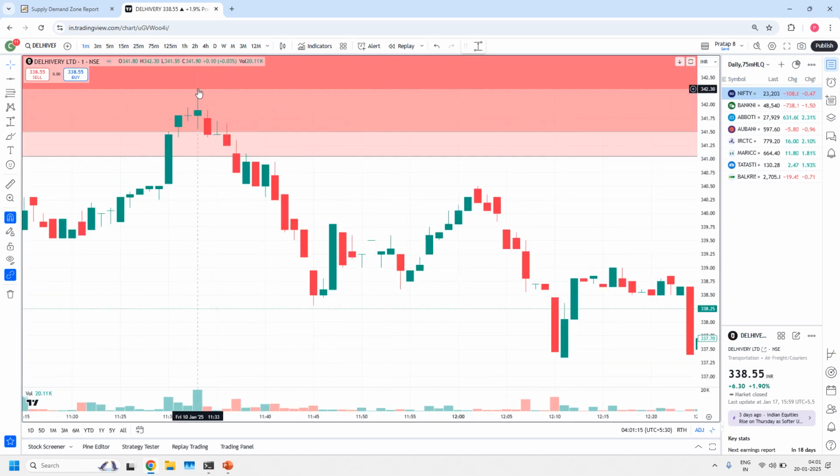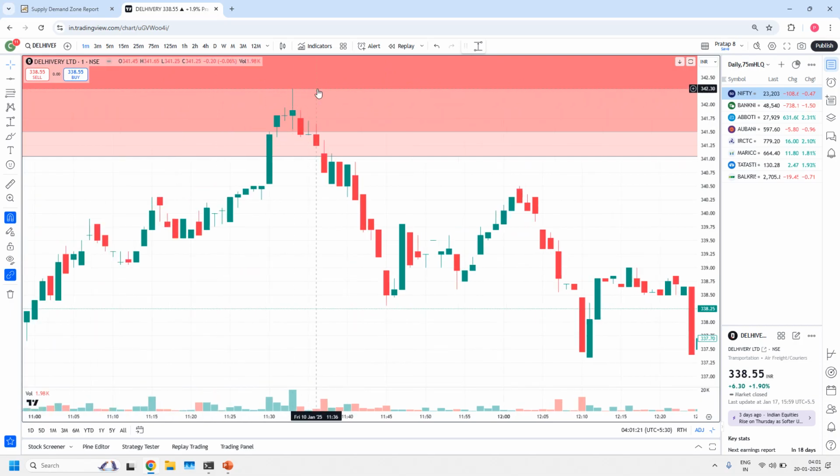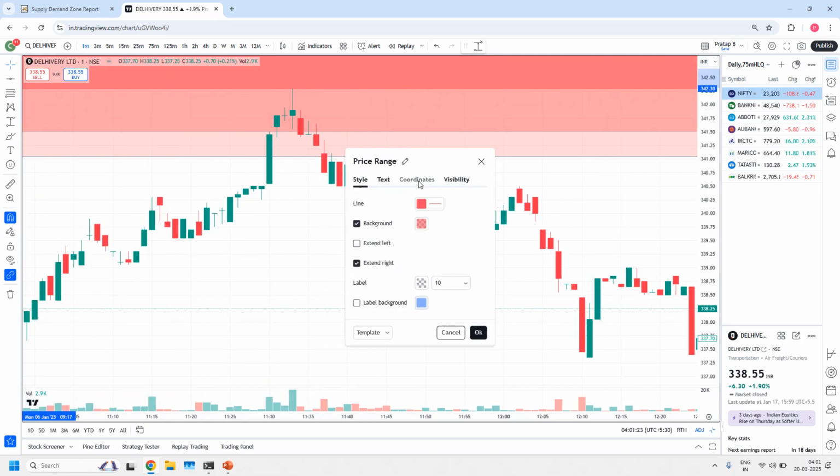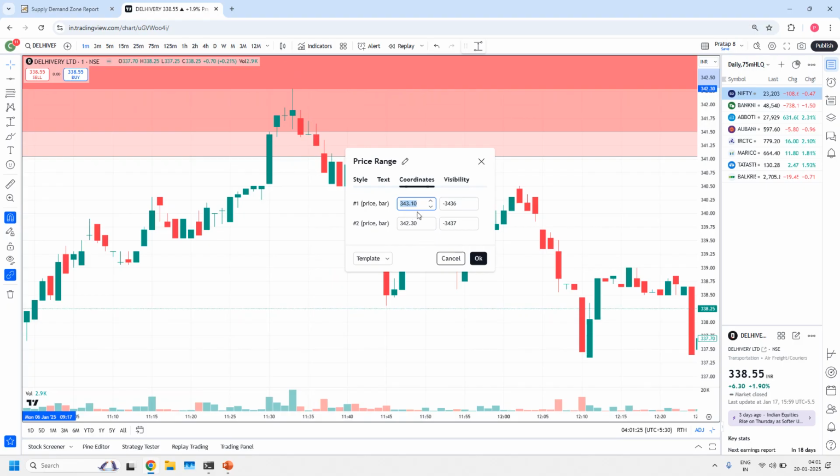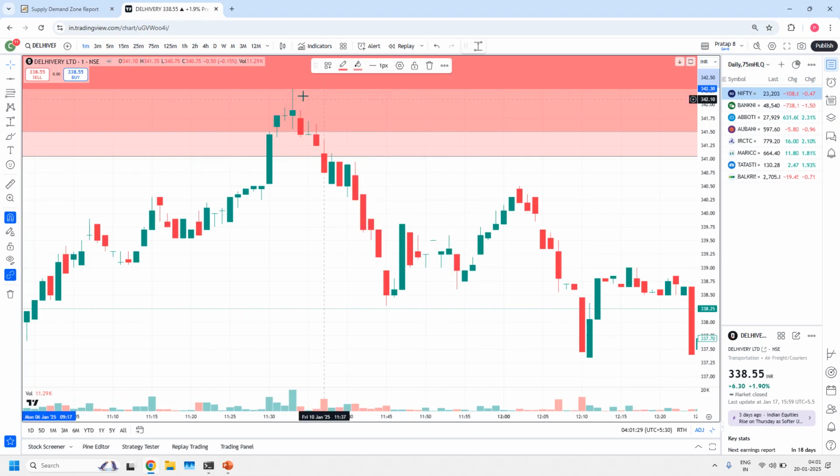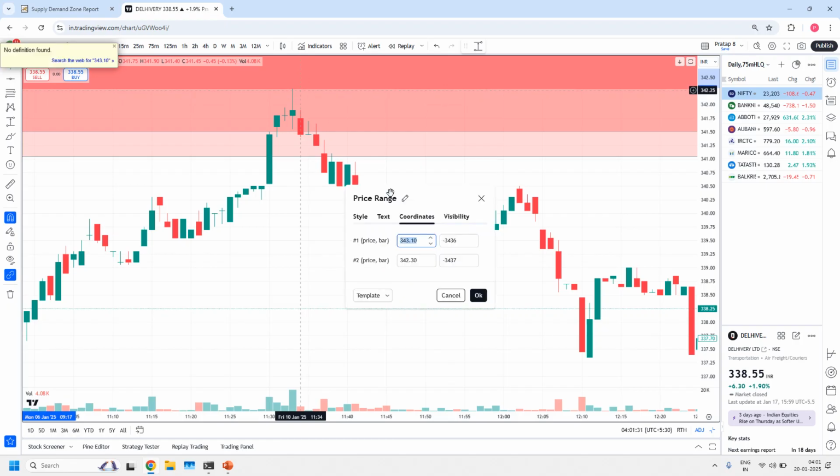Price just touched the proximal line. It didn't go inside because it is such a strong order flow. See, the high of this candle is 343.10 paisa. Sorry, we have to say low of this zone, 342.30 paisa. This should be the entry, right?